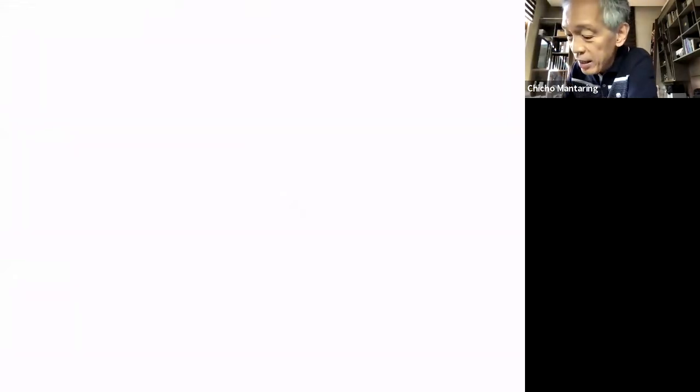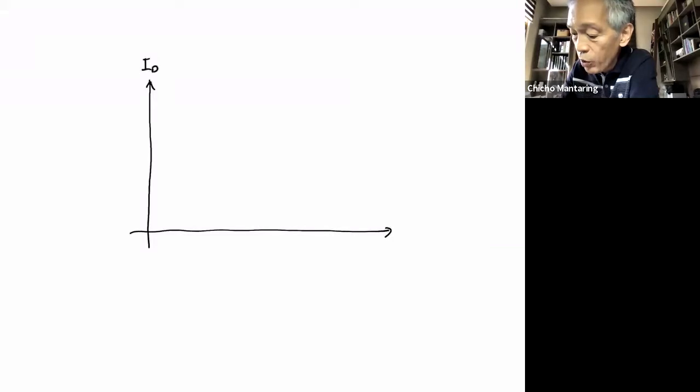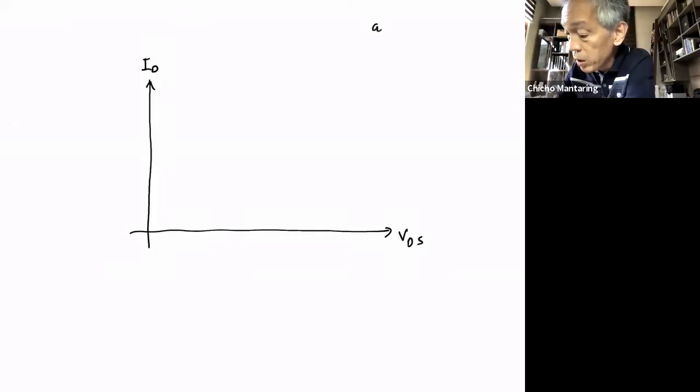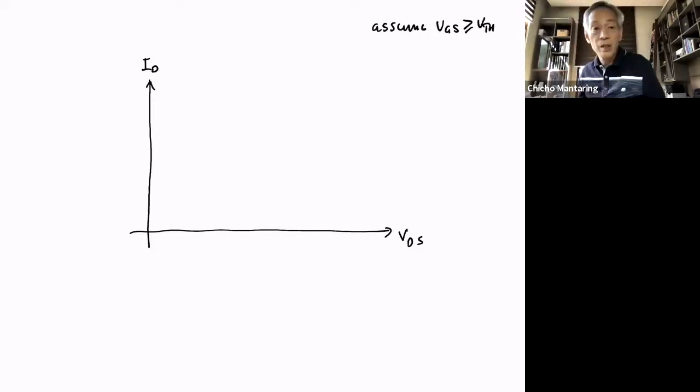Okay, so what do I want to do next? Let me show you how ID will vary with VDS, with a certain VGS applied. So going back here, I have a VGS that is greater than VTH. How will ID vary with VDS? What happens to ID, for example, if I increase VDS starting from 0? So we assume VGS is greater than VTH.